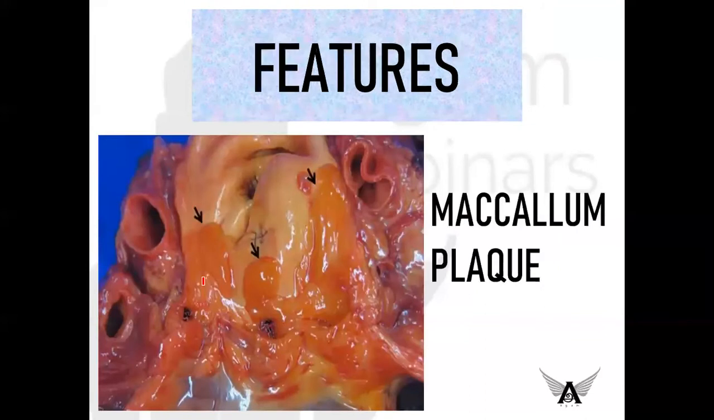Okay, next, there can be something called a MacCallum plaque. So you know what a plaque is, right? All these yellow regions are your MacCallum plaque. This can be observed in the left atrium. The same lesion and fibrinoid necrosis in the left atrium sometimes can be precipitated as a plaque, and that is called a MacCallum plaque.